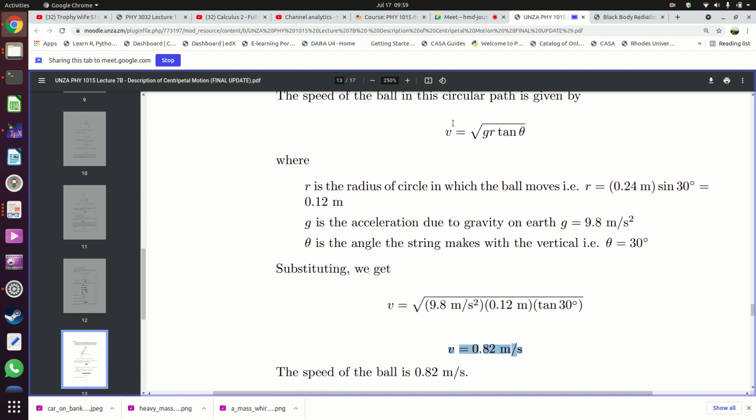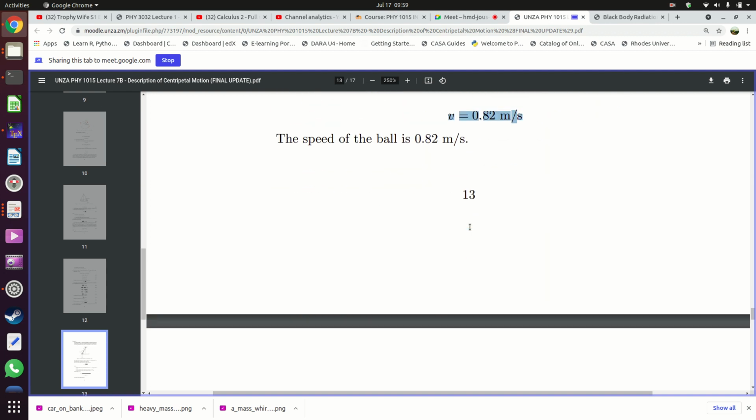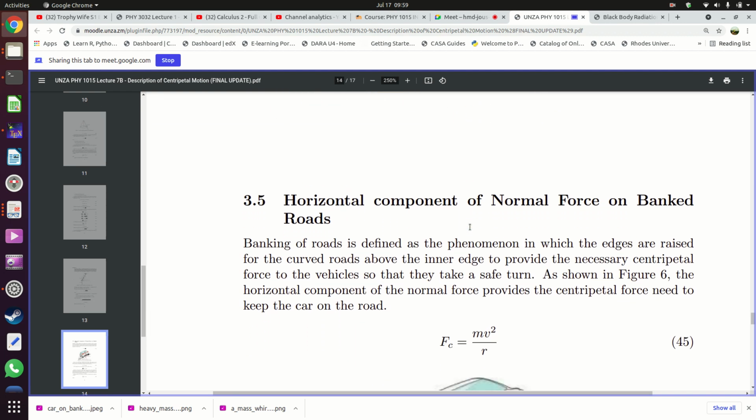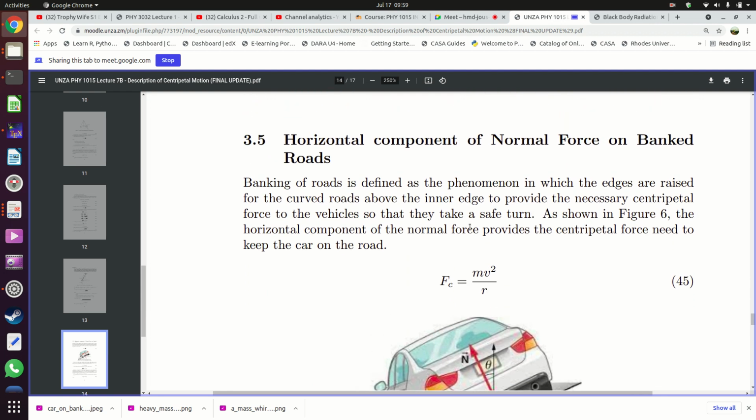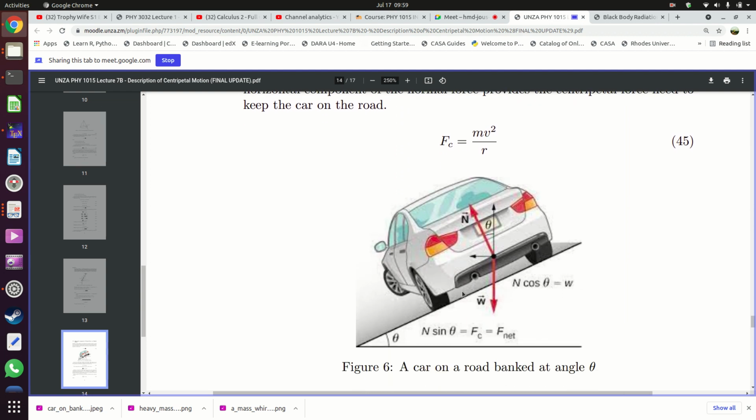Sure, sir. Okay. Next, apart from tension, you can also have centripetal force being provided by what is referred to as banking. Usually our roads are flat, but there are some other cases where you find a road has been raised like this. This is what is referred to as a banked road. So the road is raised at an angle theta. The reason why engineers do this is because they want to use part of the weight of the car.